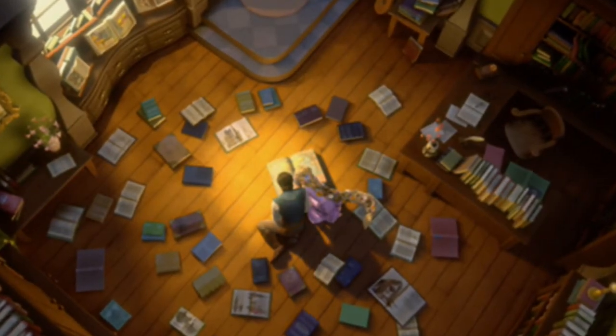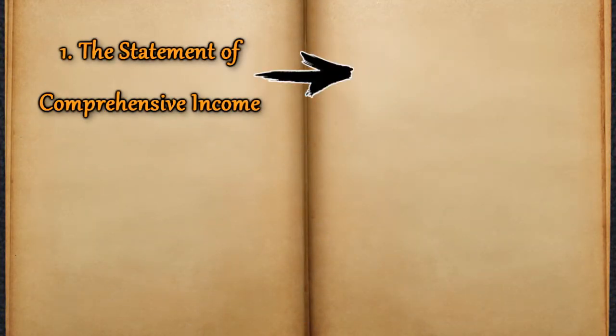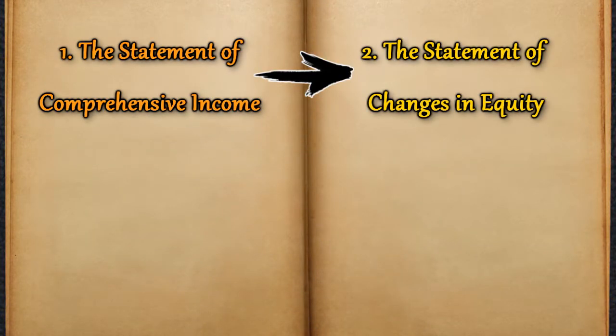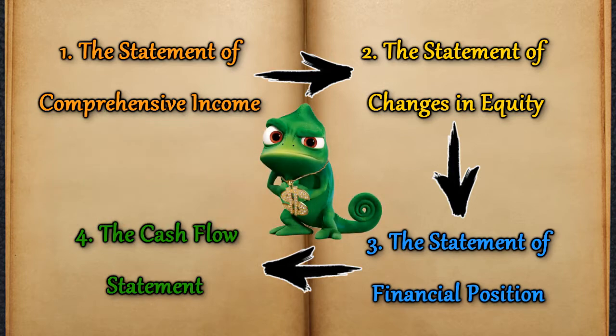between the 4 statements. "Firstly," he said, "you must complete the statements in this specific order. 1. The Statement of Comprehensive Income. 2. The Statement of Changes in Equity. 3. The Statement of Financial Position. And 4. The Cash Flow Statement."